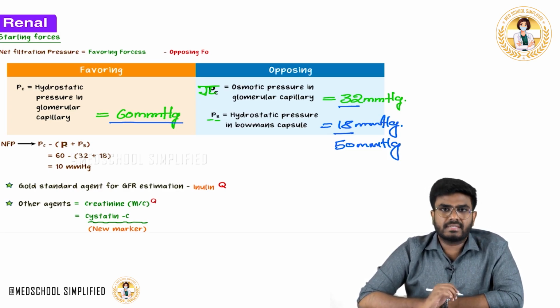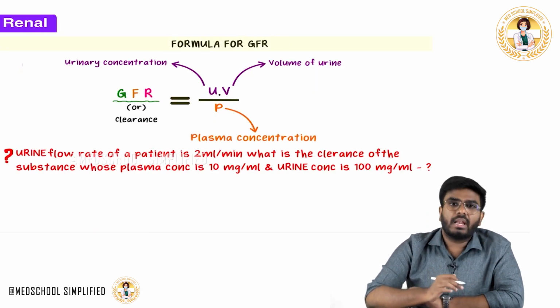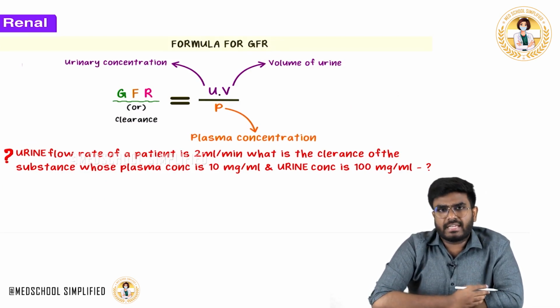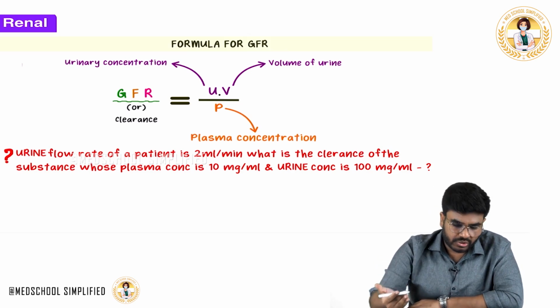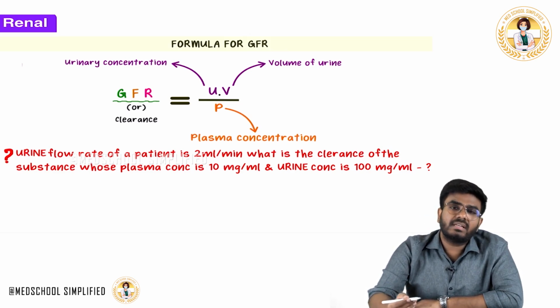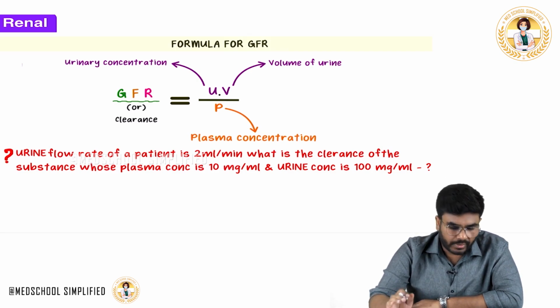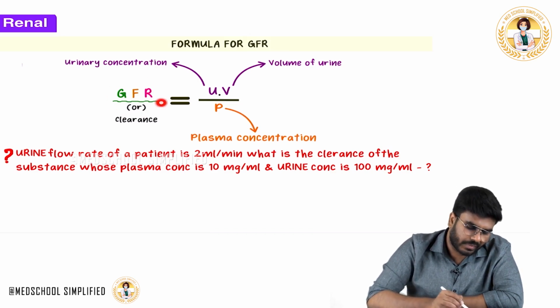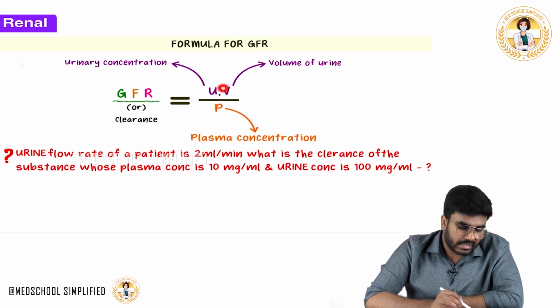Now let's discuss how to calculate the glomerular filtration rate. In your exam, whenever they ask you to calculate the GFR, they will give you a question, or they can ask how to find the clearance of a particular substance. The formula is the same for both GFR and clearance. What is the formula? GFR or clearance is equal to UV by P.